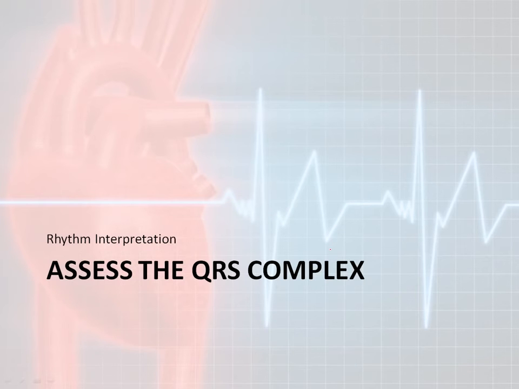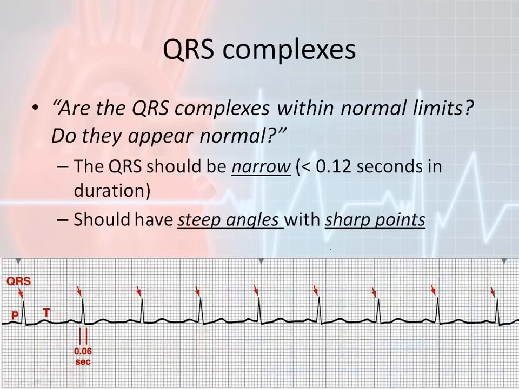Now let's go ahead and assess the QRS complex. This can be a little bit more complicated, but we're going to give it a shot. Are the QRS complexes within normal limits, and do they appear normal? Well, what's actually considered a normal QRS complex? A normal QRS complex should be narrow, and it should have steep angles with sharp points.